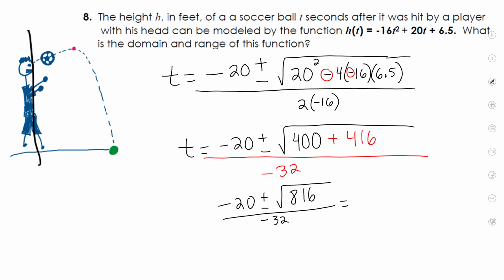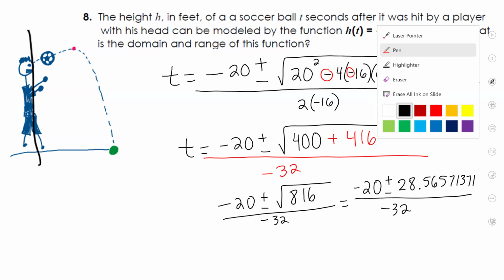What did you guys get? What did you guys get for the square root of 816? 28.57137. Okay, I'm just going to stop. What did y'all get? All right. All divided by negative 32.